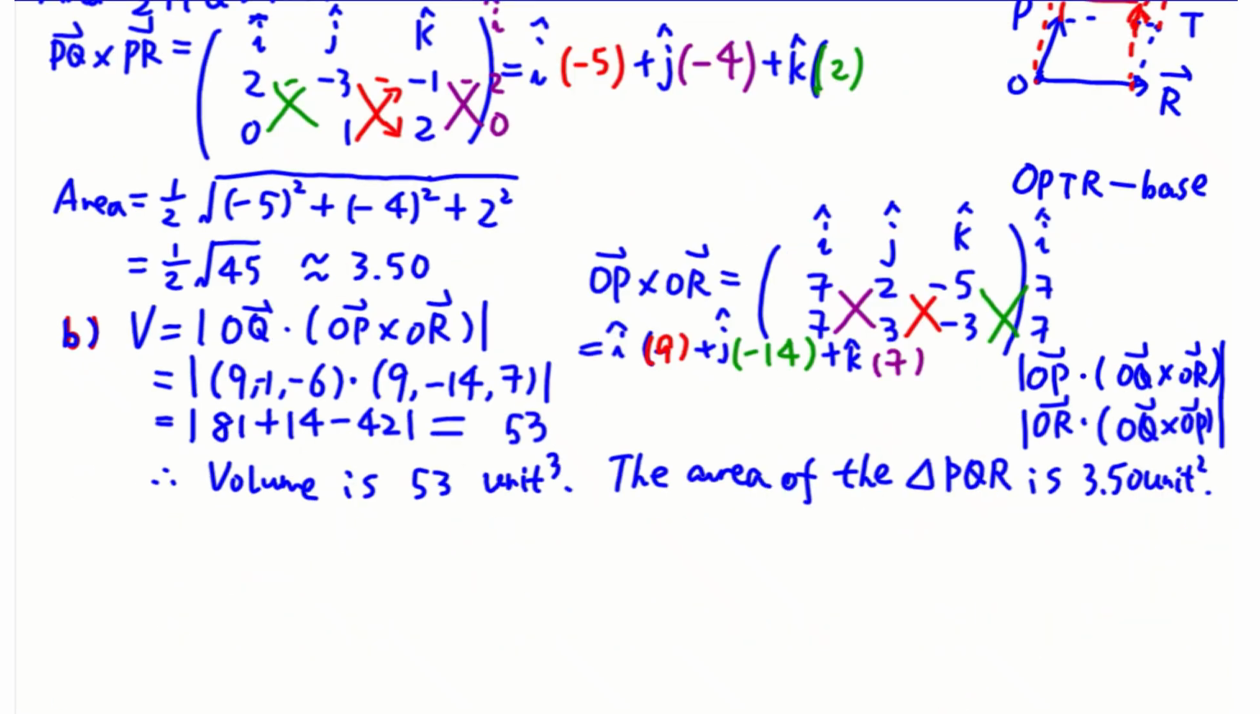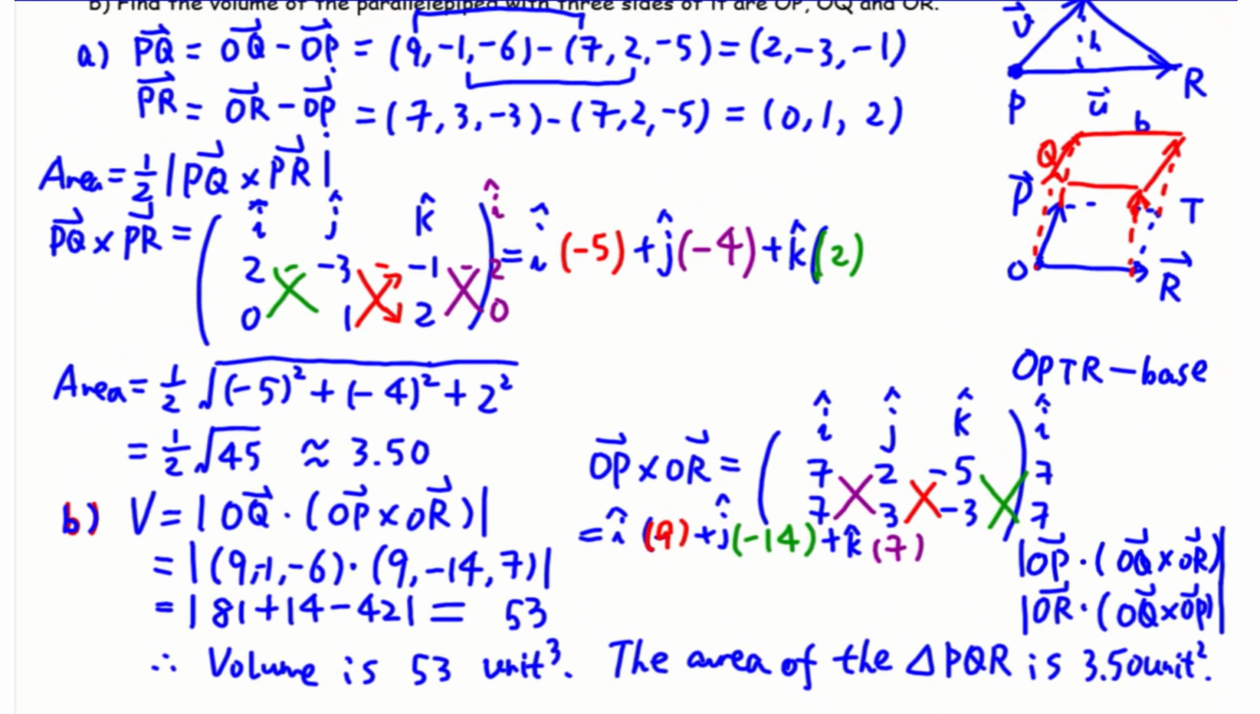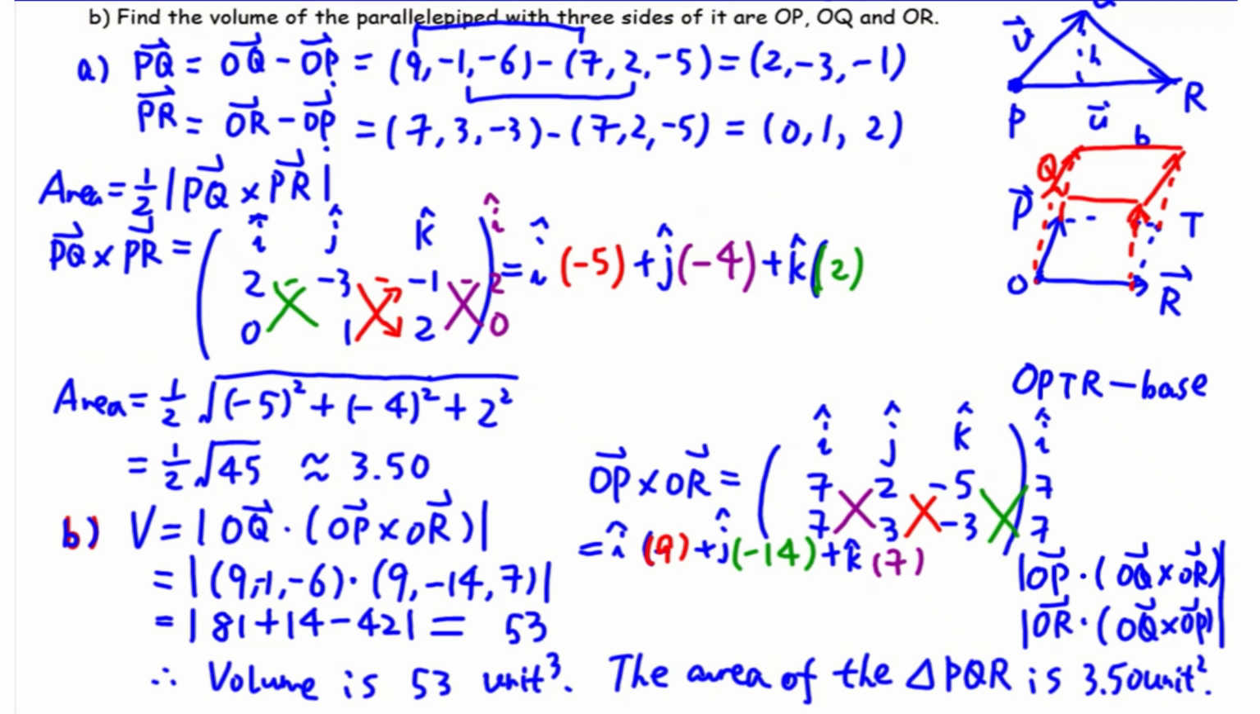Okay, so from this example, you will see that if we have the XYZ coordinates of the triangle or three-dimensional figures, it's very easy for us to find the volume or area by using the dot product and the cross product. And we are going to see the next example about work.